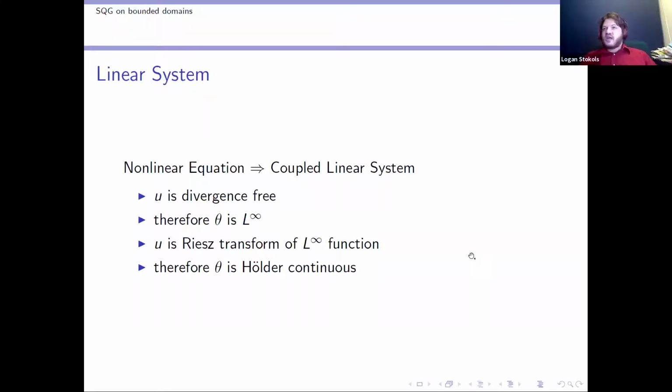And so since theta is L infinity, in particular, u is not just divergence free, u is the Riesz transform of an L infinity function. So that's the information about u that you bring into this. And then the hard part is saying, just because u is the Riesz transform of some L infinity function, it doesn't matter that it's theta, it's some L infinity function, we need to show that theta must be Holder continuous.